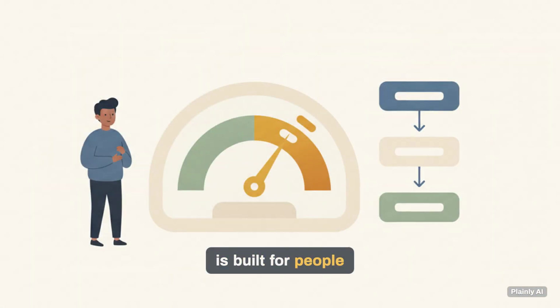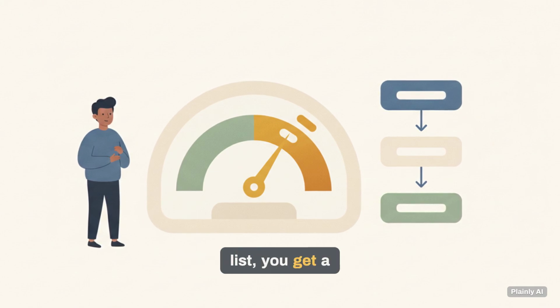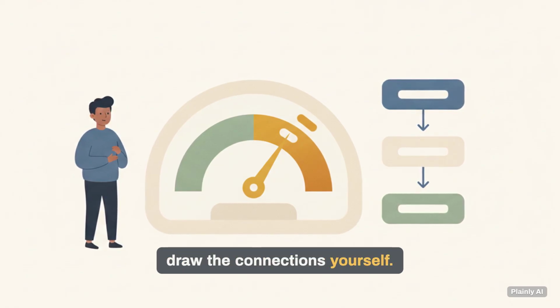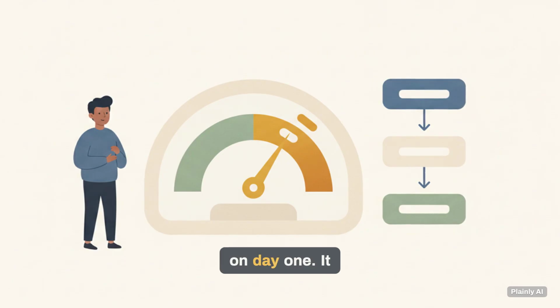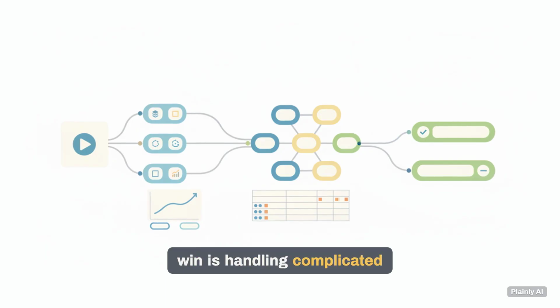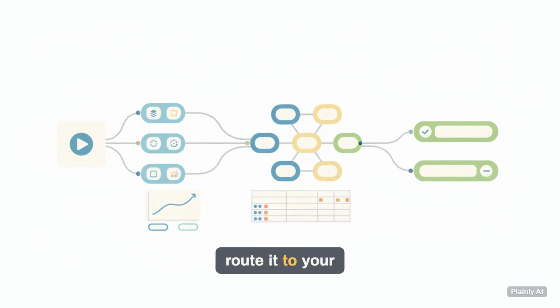Make is built for people who want to see the whole machine. Instead of a simple this then that list, you get a visual canvas where you drag bubbles around and draw the connections yourself. It looks more intimidating on day 1. It pays you back on day 30. The big win is handling complicated logic without losing your mind. Say a customer order comes in. If it's over a certain size, route it to your account manager.